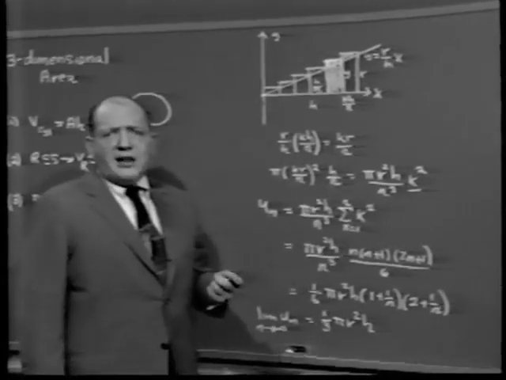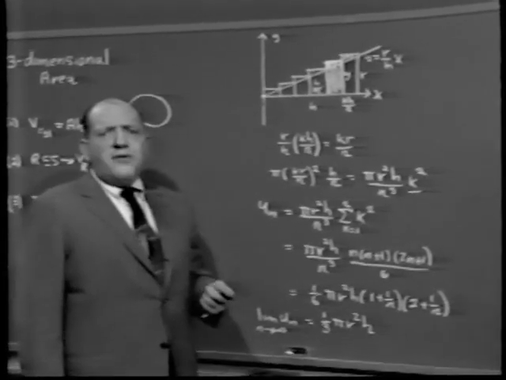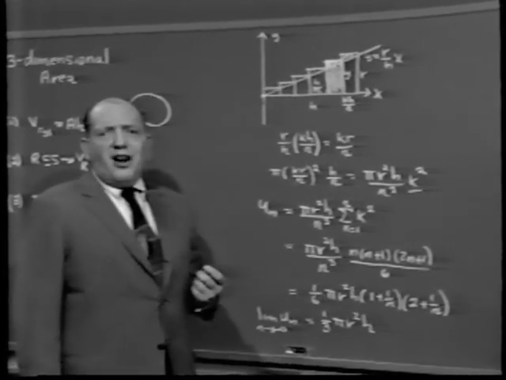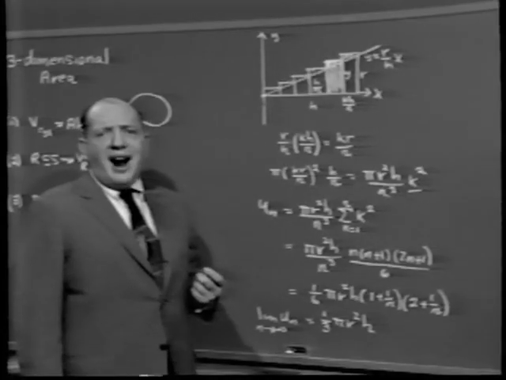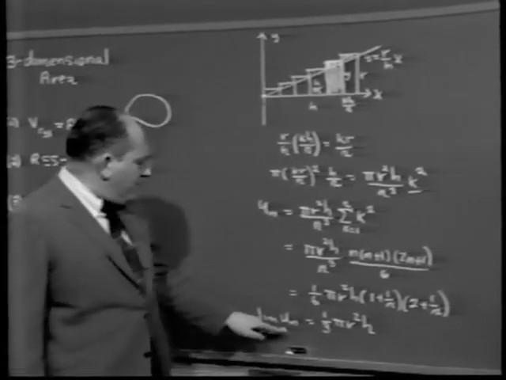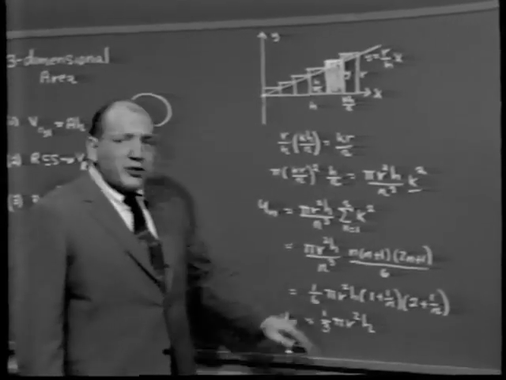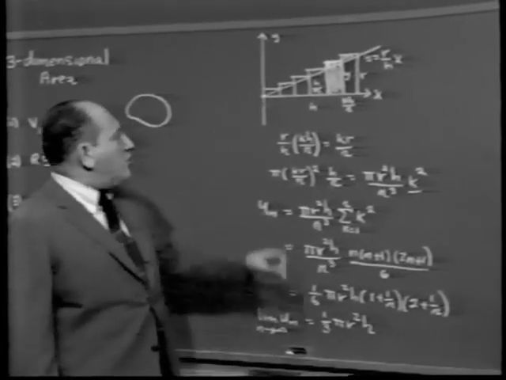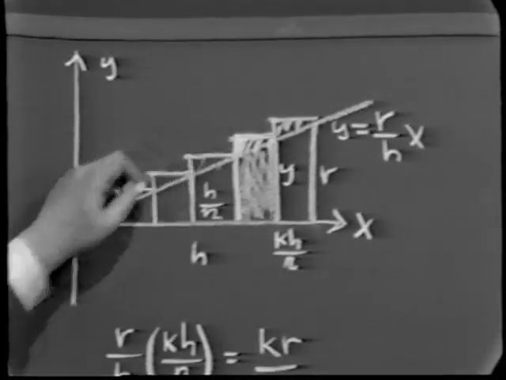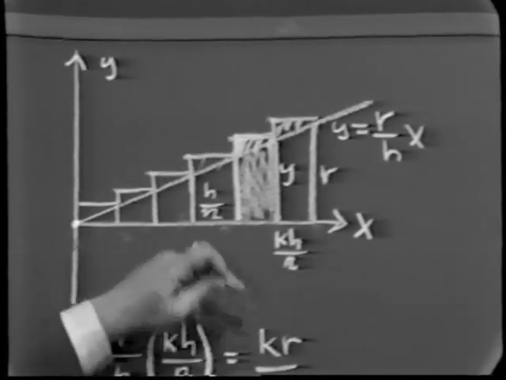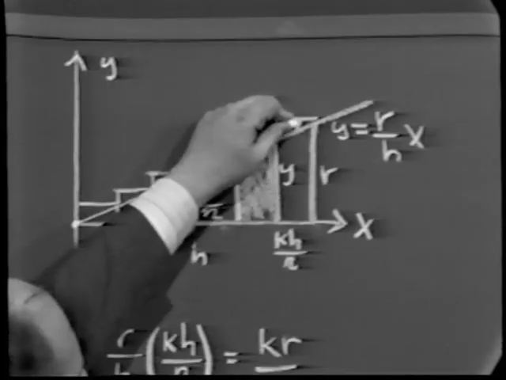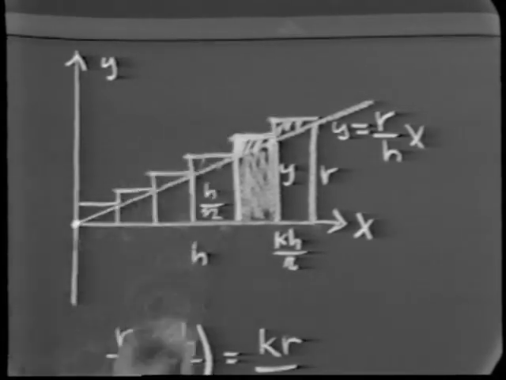Of course, we've taken a lot for granted over here. What we've really proven here is not that the volume of a cone is 1/3 pi r squared h. What we have proven is that the limit of u sub n as n approaches infinity is 1/3 pi r squared h. The question that comes up is, how do you know that as these divisions get small, the upper approximation gets arbitrarily close to the correct answer?